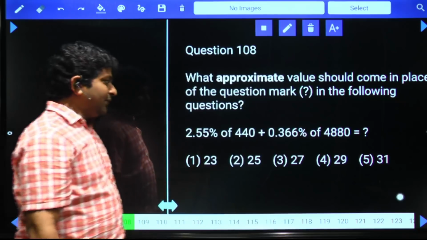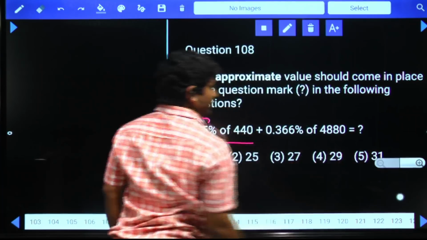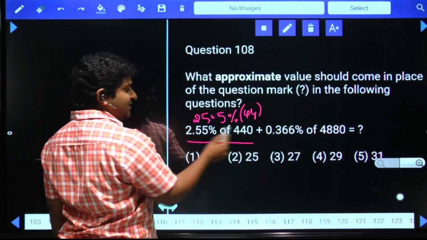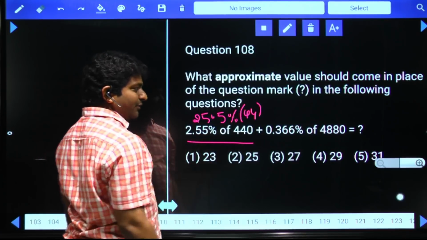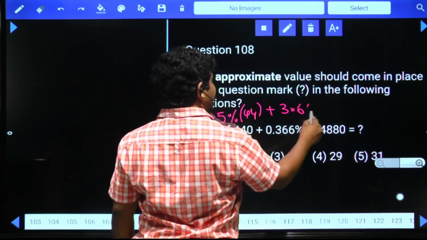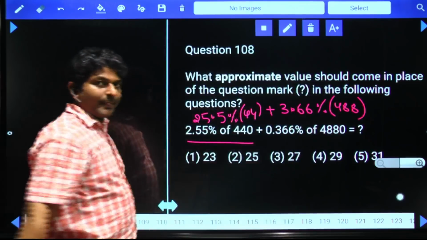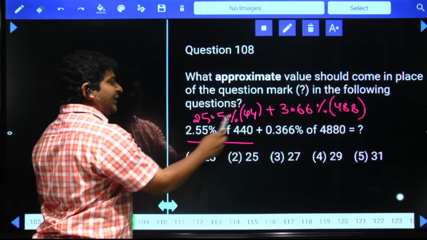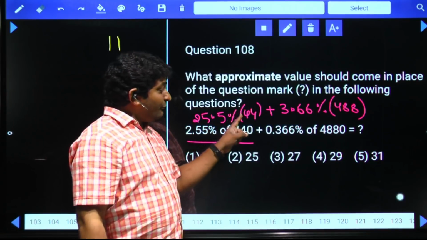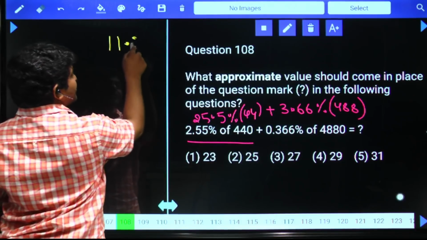2.55% of 440. This can be treated as 25.5% of 44. I am just taking this 0 to here. That becomes 25.5% of 44. And then here also we have 1 0. Then it becomes 3.66% of 488. Now 25% of this number, that is equal to 11, and you still have half percentage. 1% is equal to 0.44. Half percentage is equal to 0.22.